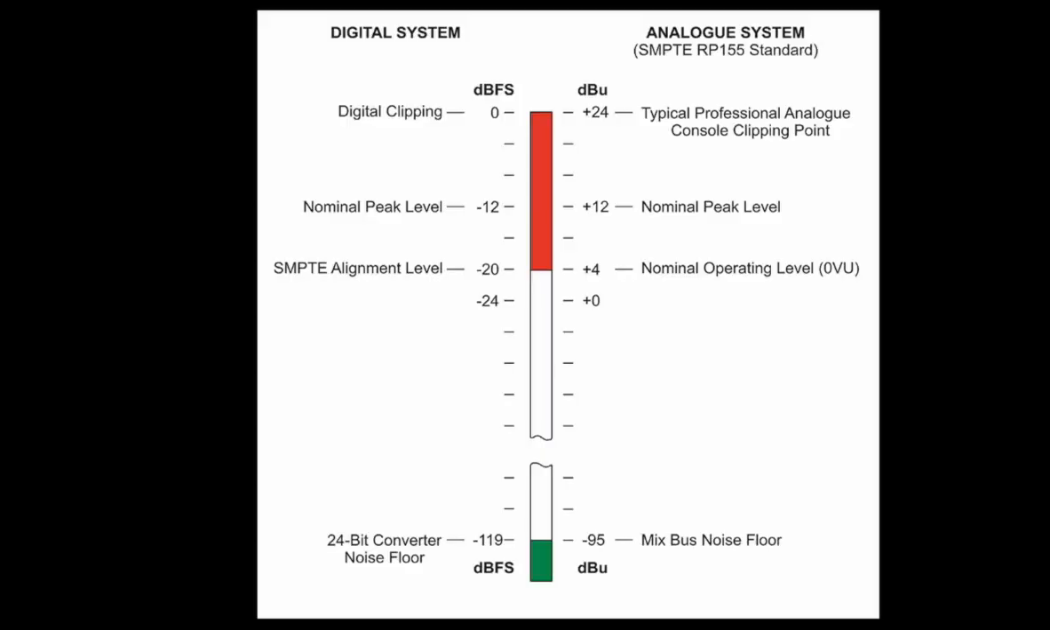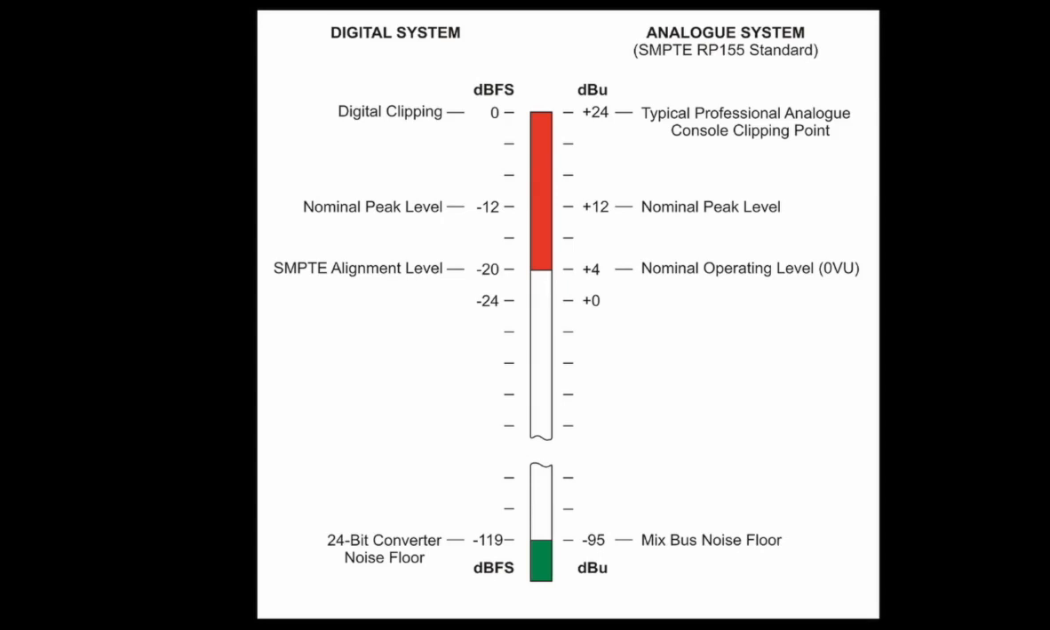So you can see here on this slide, on the left-hand side, you have a digital system with dBFS, which is dB full scale. And 0 is the theoretical maximum that you can have in the system. If you go beyond 0, you will get digital clipping. Compared to old analog systems, analog plus 24 dBu.